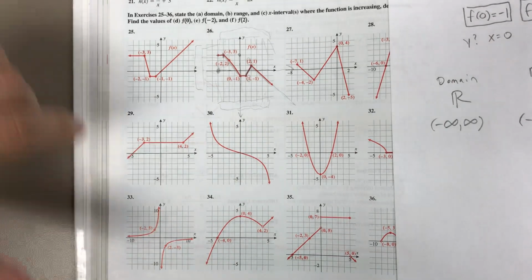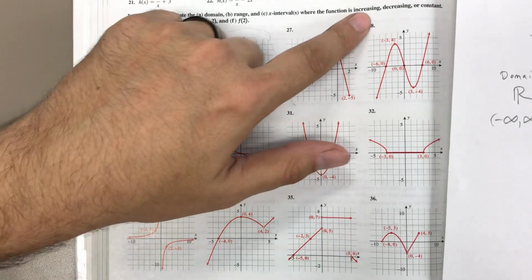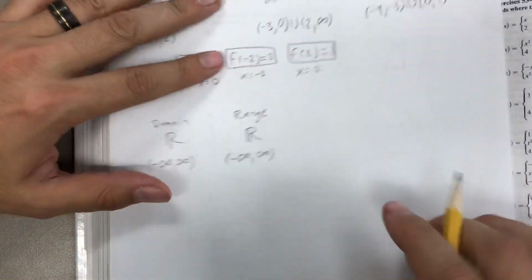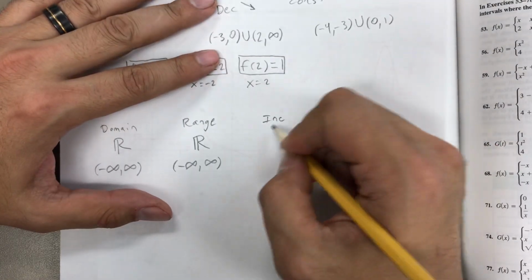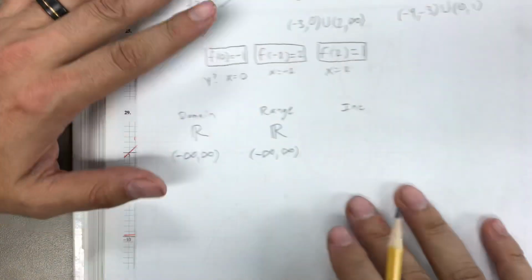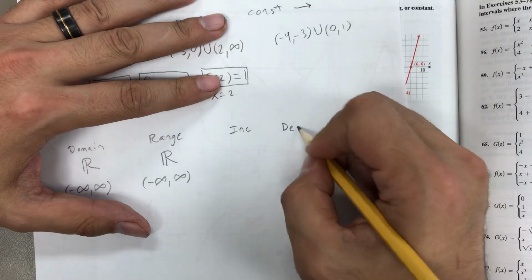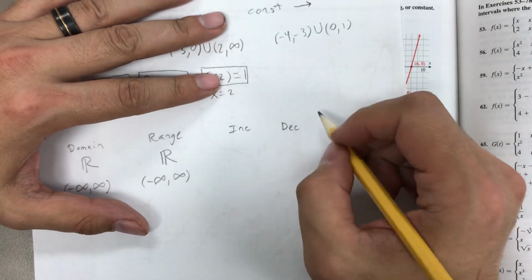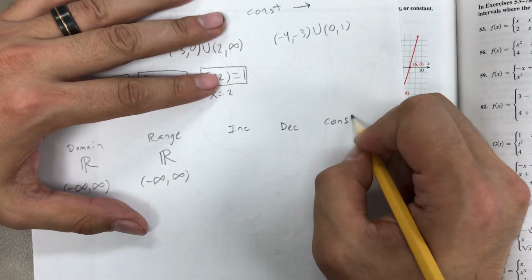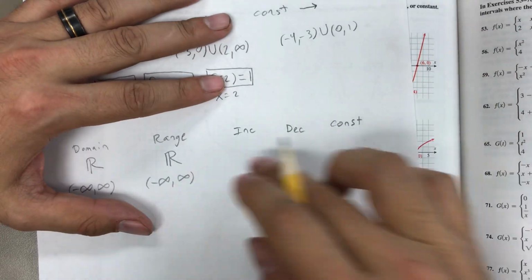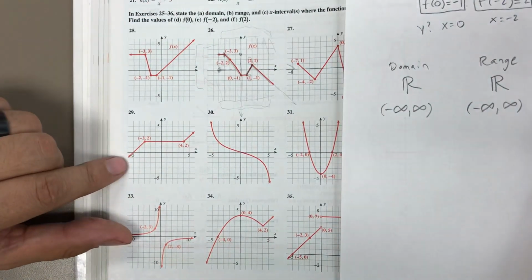Now let's go ahead and take a look at the intervals where it's increasing, decreasing, and constant. Remember that increasing means that it goes up and to the right. Decreasing means that the graph goes down and to the right. And constant means that it doesn't go up, it doesn't go down, it just stays horizontal as you go from left to right. So we start on the left-hand side of the graph.